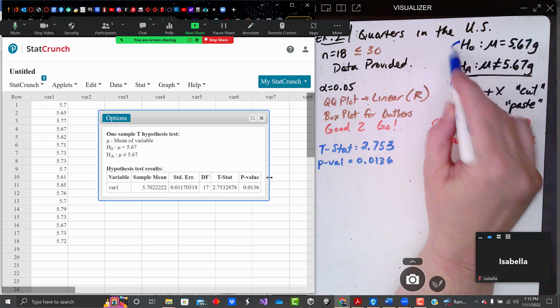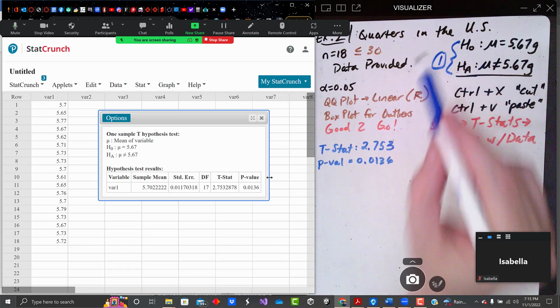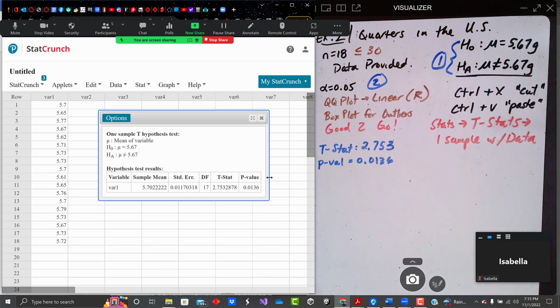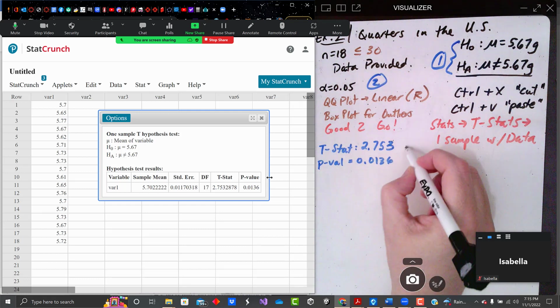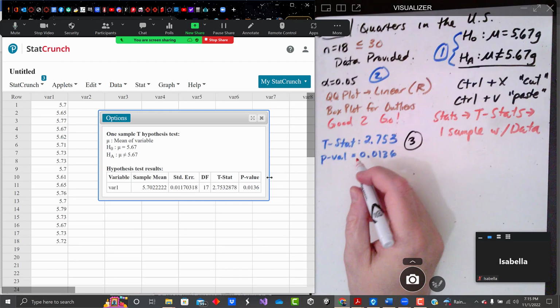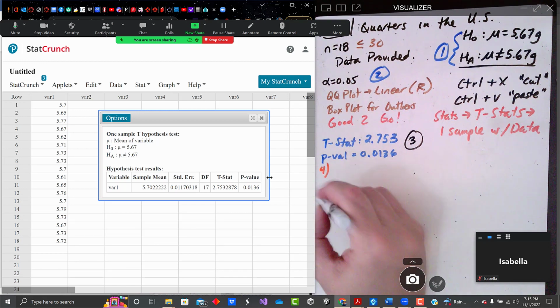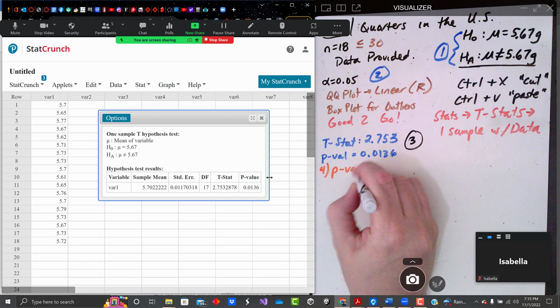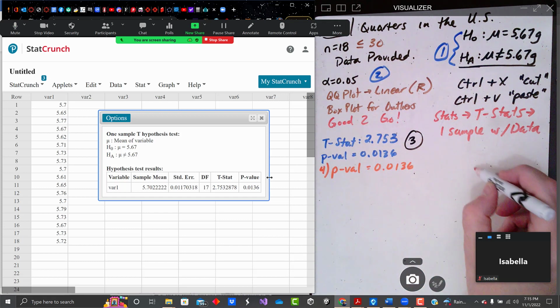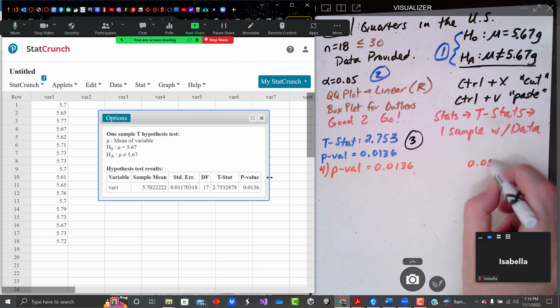So up here, H0 and HA were step 1. Step 2 is identifying given information, alpha. And here we just did step 3. We got our test statistic and p-value. Step 4, we're going to compare the p-value and alpha. P-value is 0.0136. Alpha is 0.05.